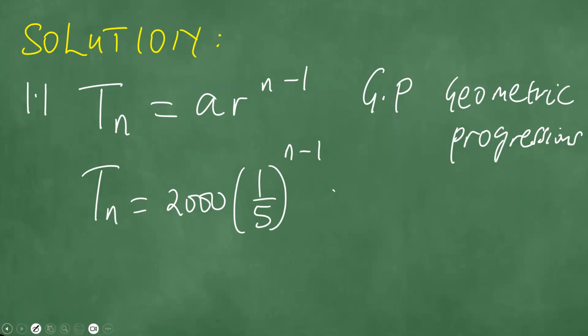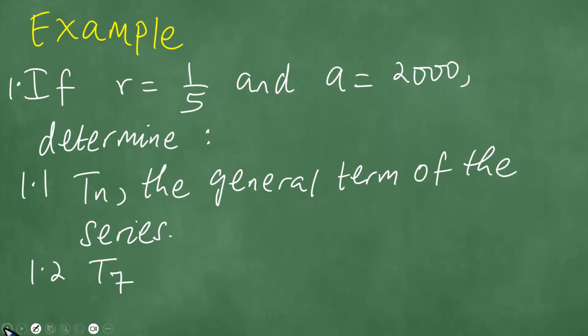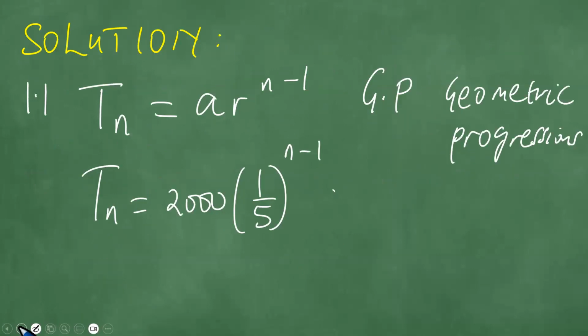Now, what is the next question? The next question is we must find T7. Determine T7. How do you think you can find T7? T7 obviously means the 7th term. How do you think you can find the 7th term here, Ayanda? So where n is, we put 7? Well done. Excellent. That's a distinction for you. I'm just teasing you with some of these, very obvious.